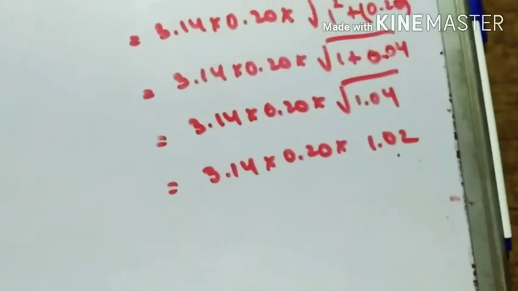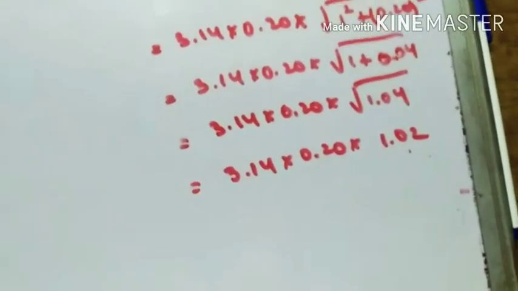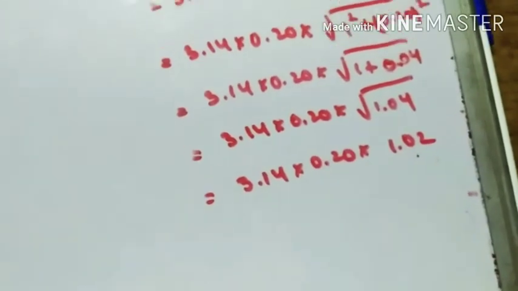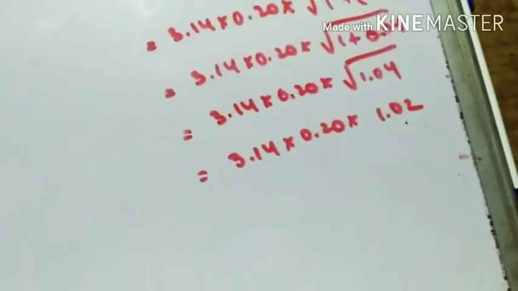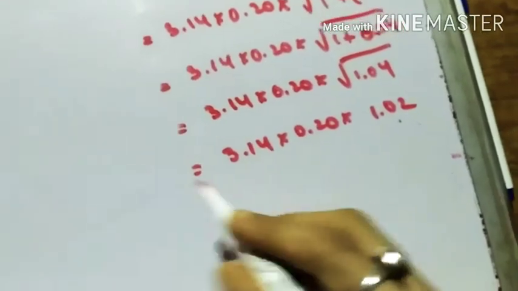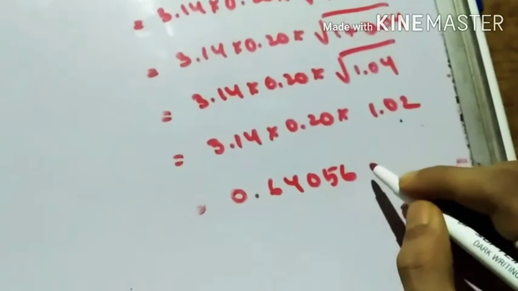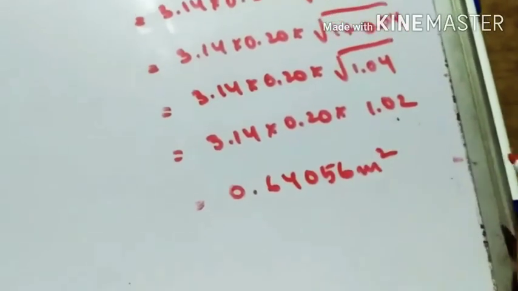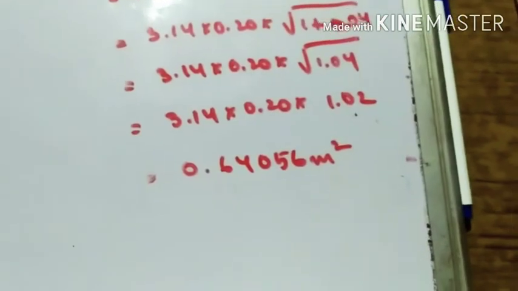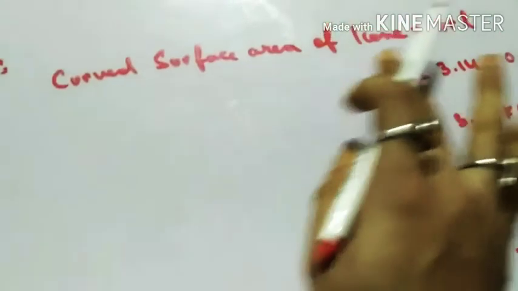Now if I multiply it, 3.14 into 0.20 into 1.02, I will get 0.64056. What will be the unit? It will be meter square. So 0.64056 meter square. Finished, this one we got. Curved surface area of one cone we got.